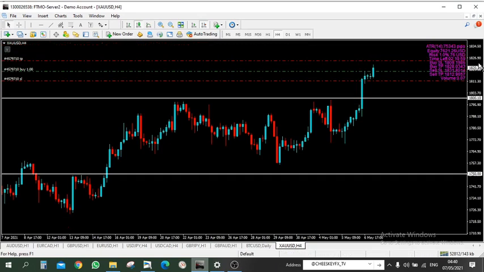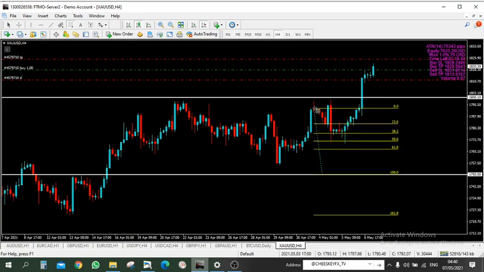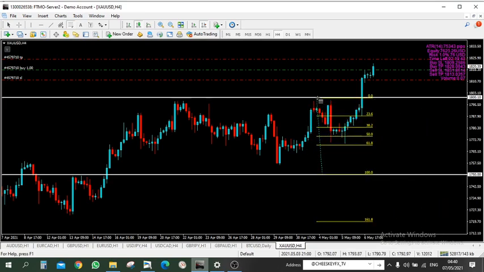So what next? I can draw my middle zone in between 1800 and 1750. The easiest way to draw it is to use Fibonacci. I use the 50 Fibonacci from 1750 to 1800, and then this is my middle zone.